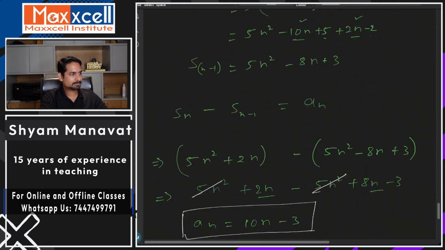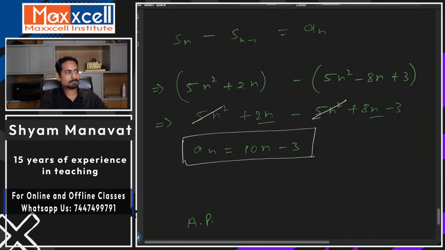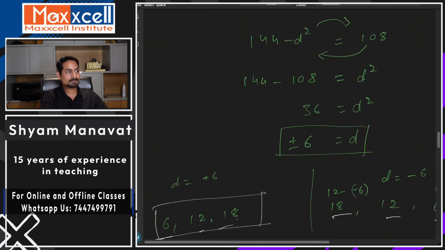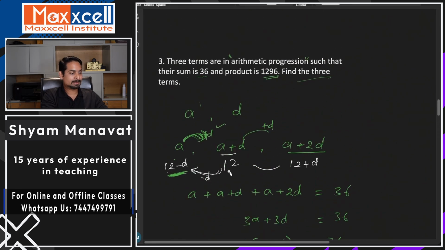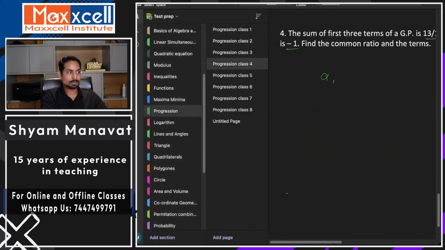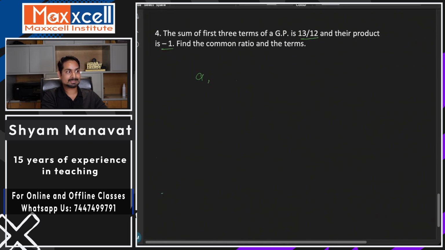Where is it? This one. Here is the sum of 3 terms of AP. Similarly, here we got the sum of 3 terms of GP. So let me assume the first term is A and the common ratio is R. So the second term is AR and the third term is AR square.